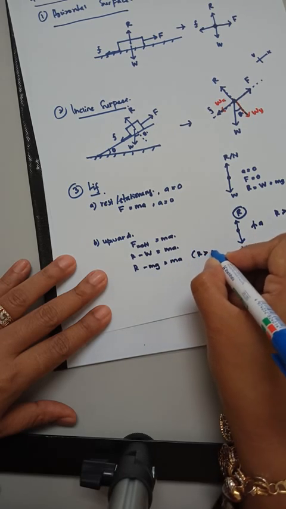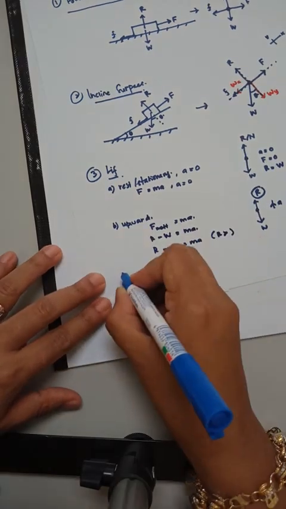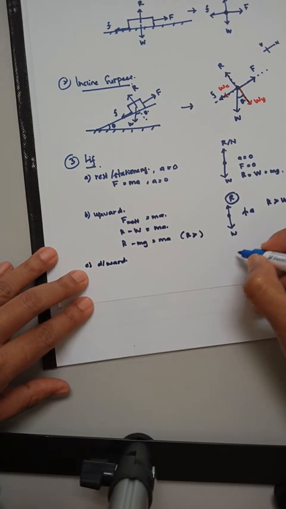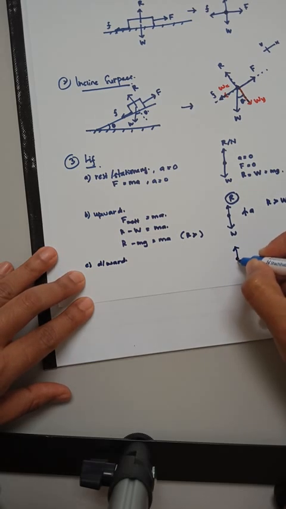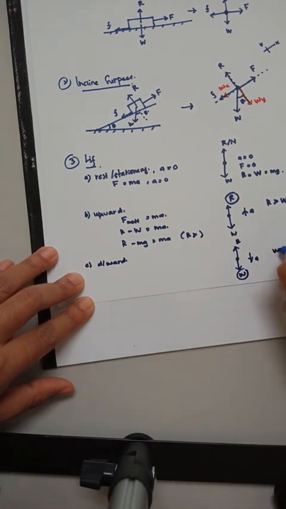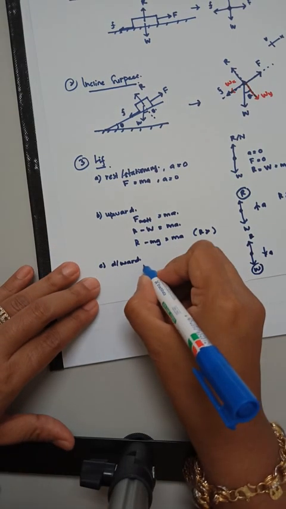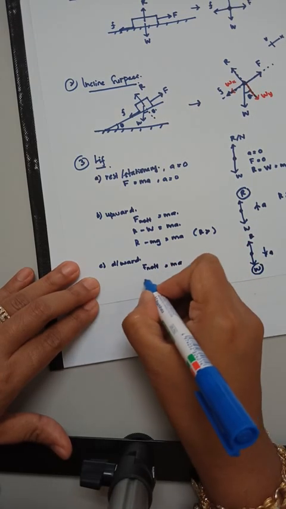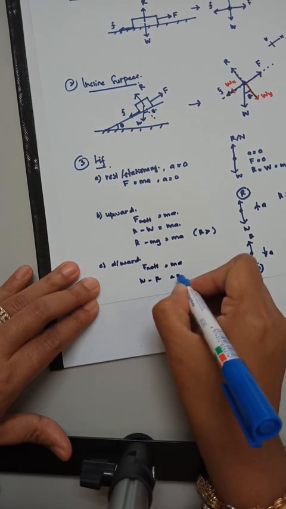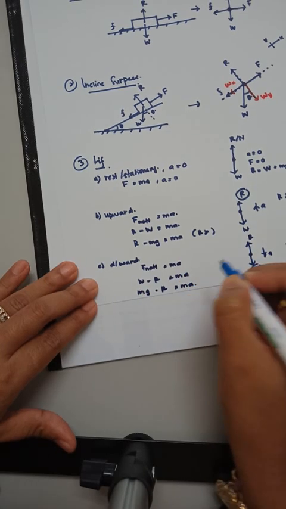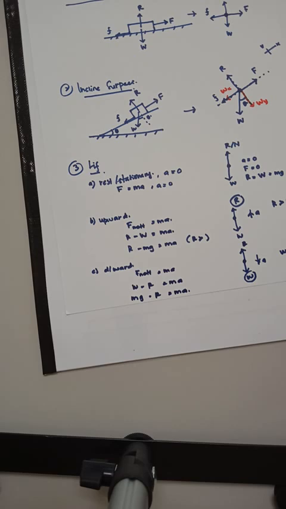So R is bigger. Now if C, it goes downward. You can see, it goes down. So W is more dominant. So F net is equal to MA. So W minus R will be MA. So MG minus R will be MA.